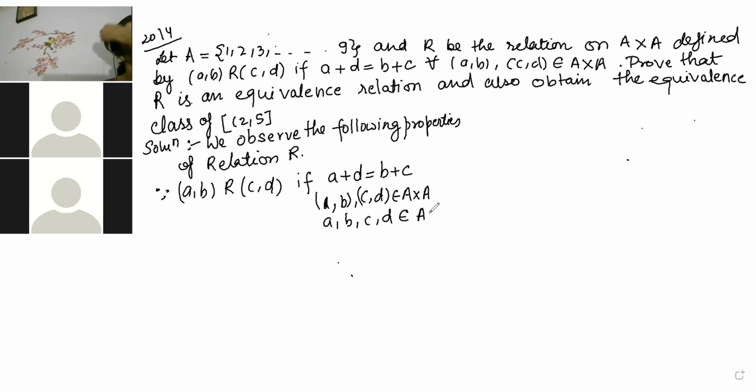Okay, what are you dealing with? You are dealing with the Cartesian product. So now here (a, b) and (c, d) belong to A cross A. (a, b), comma, (c, d) belongs to what? A cross A.